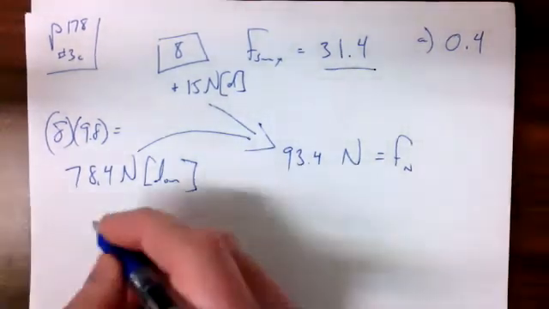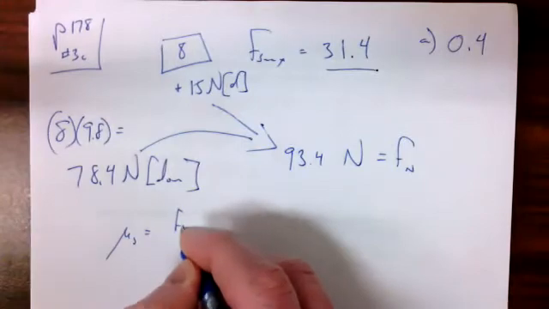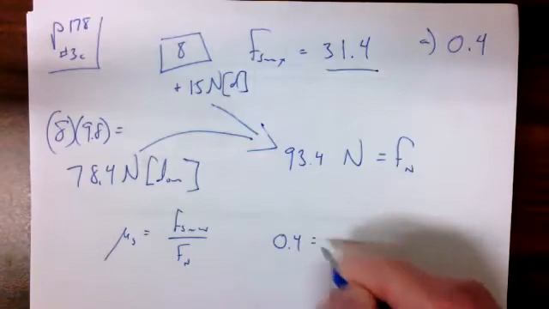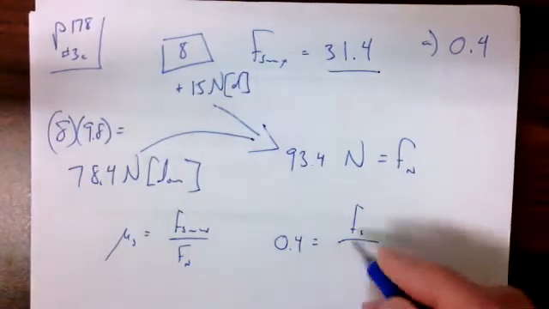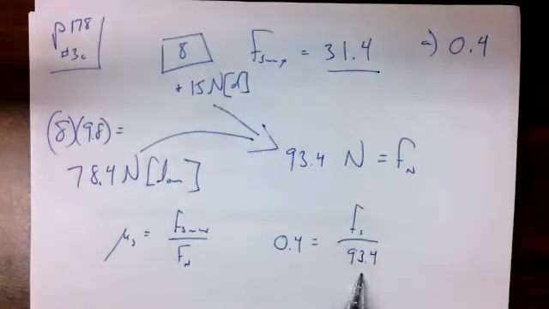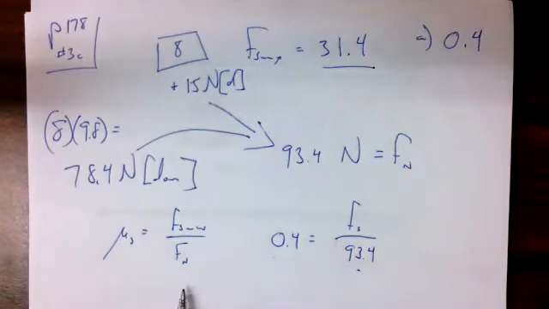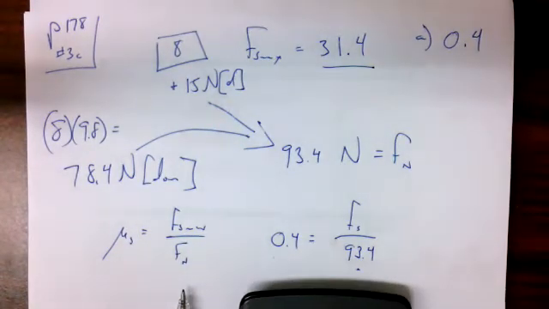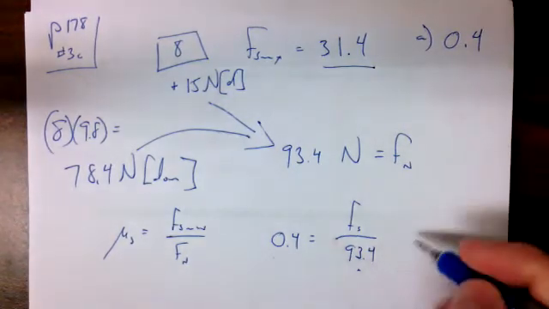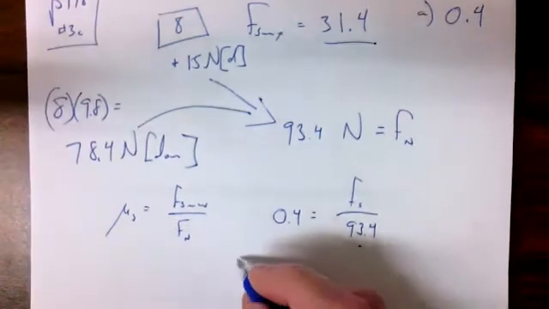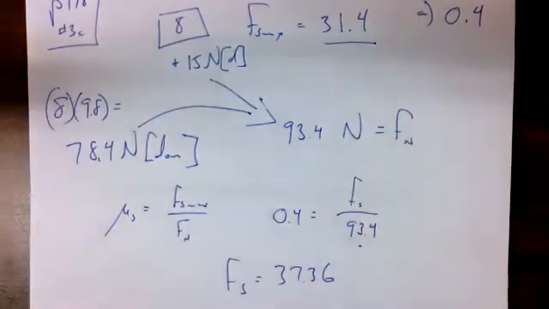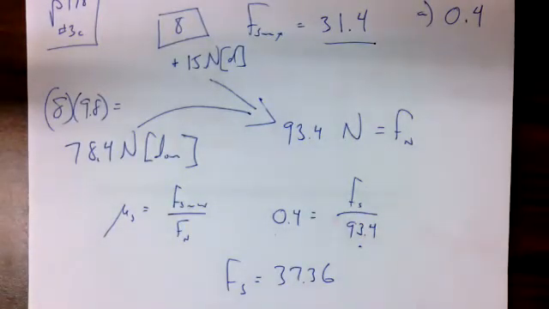Static friction is 0.4. So mu s equals Fs max over Fn. Mu s is 0.4 equals Fs over, this is our new normal force. So it's 93.4 times 0.4 to get the static friction. 37.36. Am I running out of room here? It used to be 31.4, but now it's 37.36.